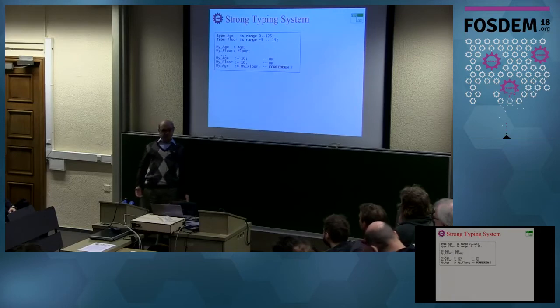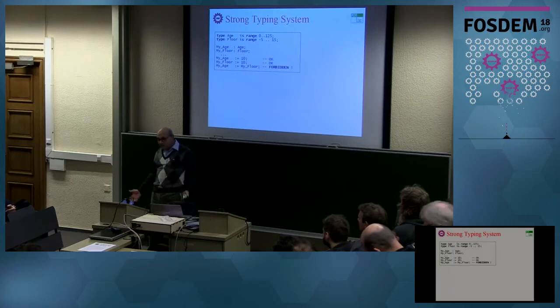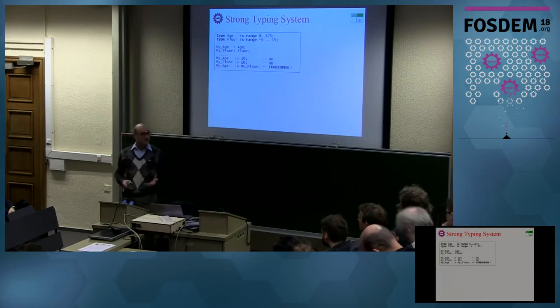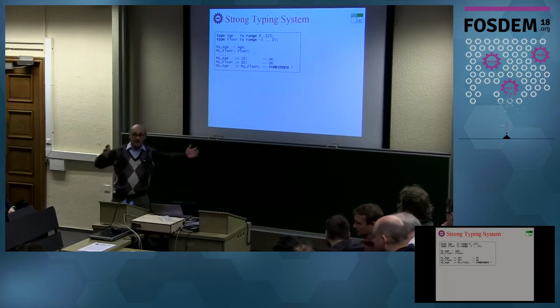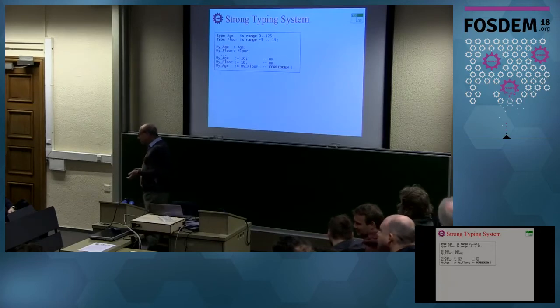It seems so obvious, I mean, that you cannot add apples and oranges. But as far as I know, Ada is the only language that allows you to declare numerical types that are incompatible, so you preserve that difference. It's not because they are represented by numbers that it's the same thing. Okay?